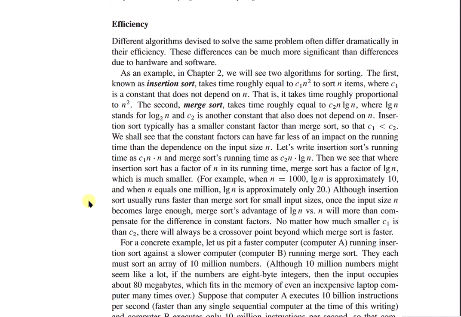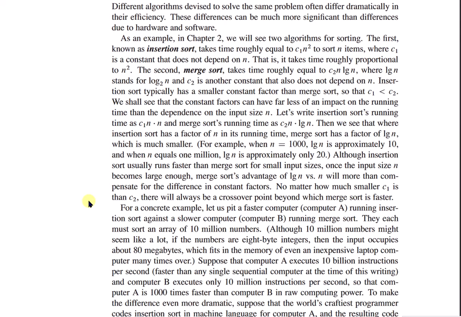Although insertion sort usually runs faster than merge sort for small input sizes, once the input size n becomes large enough, merge sort's advantage of log n versus n will more than compensate for the difference in constant factors. No matter how much smaller C1 is than C2, there will always be a crossover point beyond which merge sort is faster.